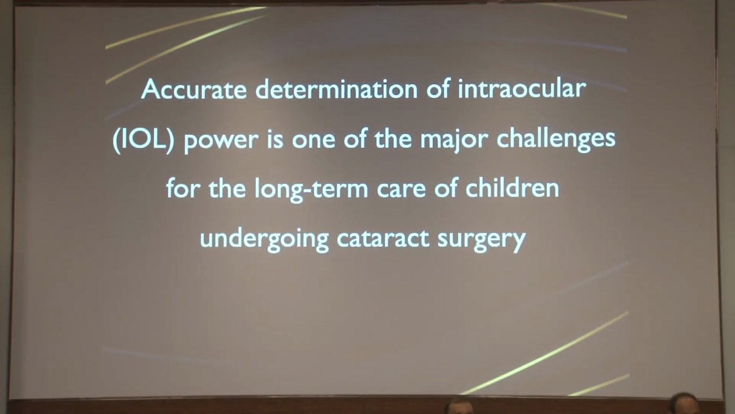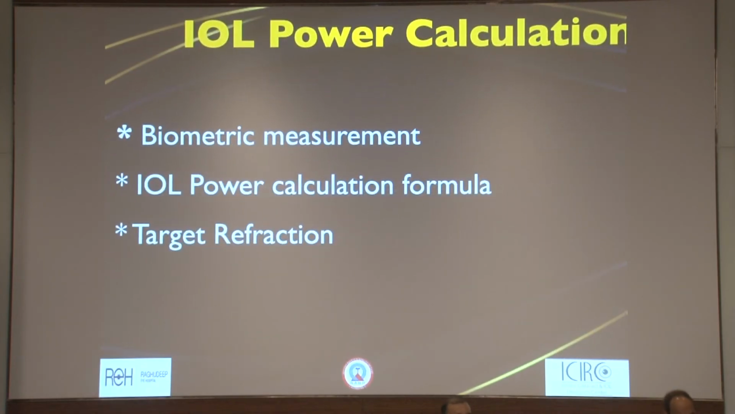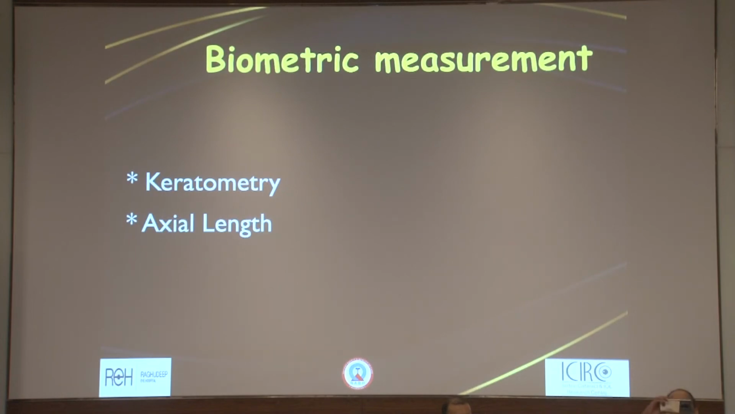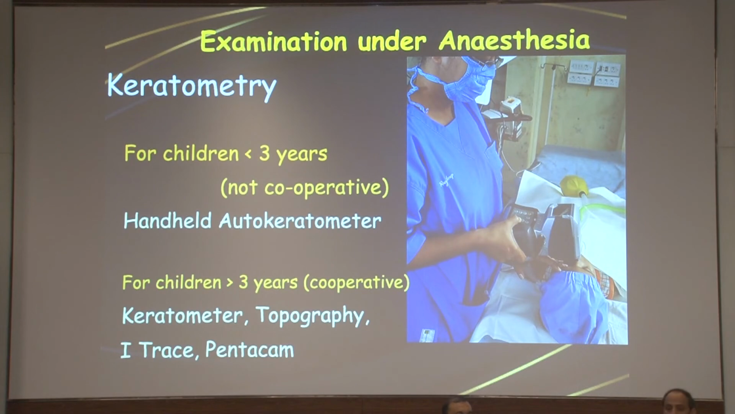In children, determining an IOL power is one of the major challenges because the eye has only started to grow. So it's not a mature eye in terms of development as well as its growth. And there are three major issues that we look at. First is how do we measure these eyes because these are uncooperative patients. The formulas that you use and what refraction do you target, keeping in mind the growth that is going to come. As far as the biometric measurements go, the basics of keratometry and axial length are something that we all would want to get as accurately as possible.